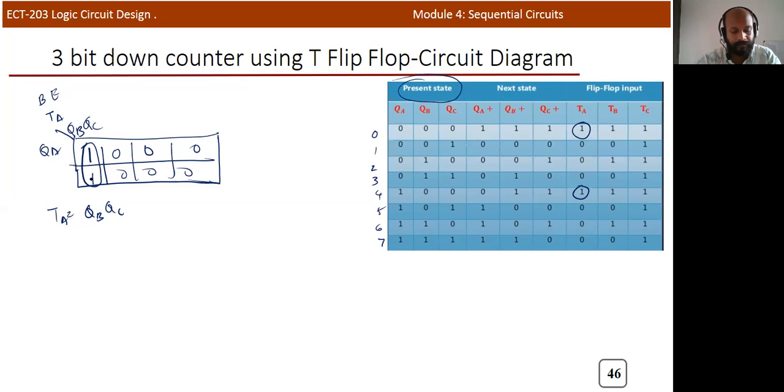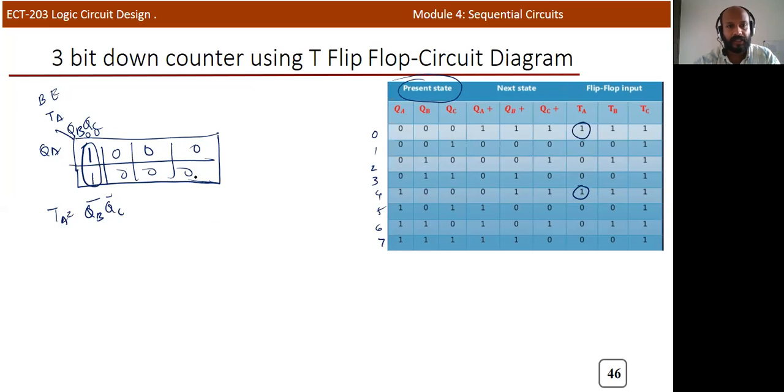Now we can design the next case. Sorry, it's QB bar and QC bar. This is 0, 0 actually. Okay, so QB bar, QC bar.